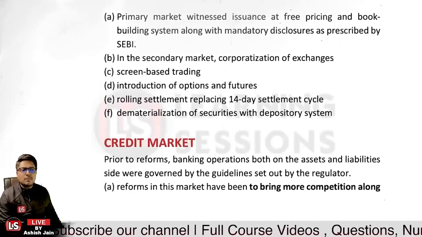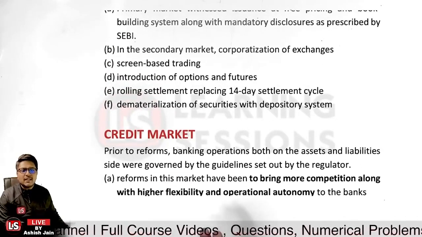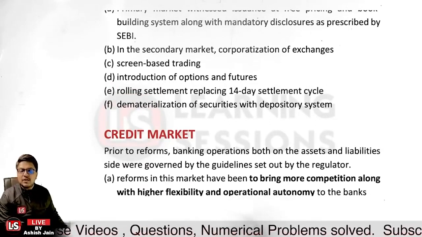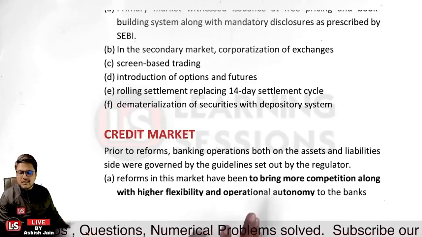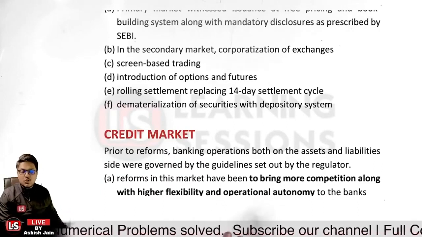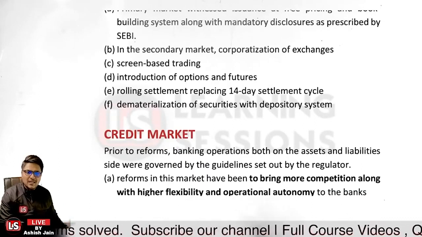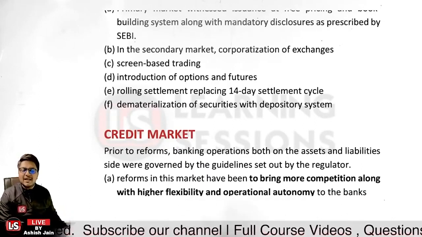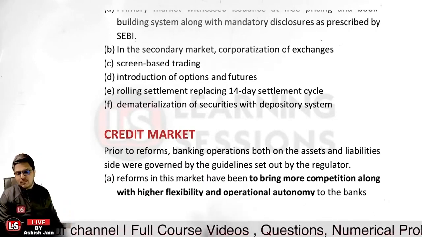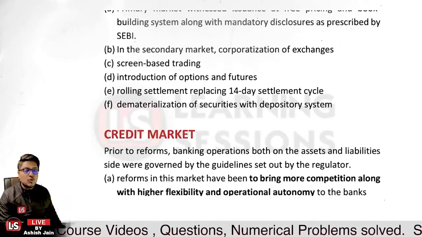Now it relates to the reforms of the credit market. Prior to reforms, banking operations on both the asset and liability sides were governed by guidelines set out by the regulator. First of all, the interest rate was regulated, so the major reform is the deregulation of interest rates. Reforms in these markets have been to bring more competition, along with higher flexibility and operational autonomy of the banks.